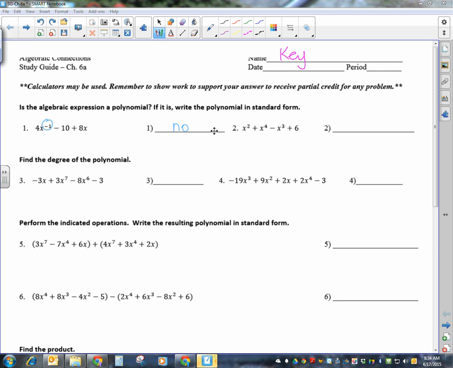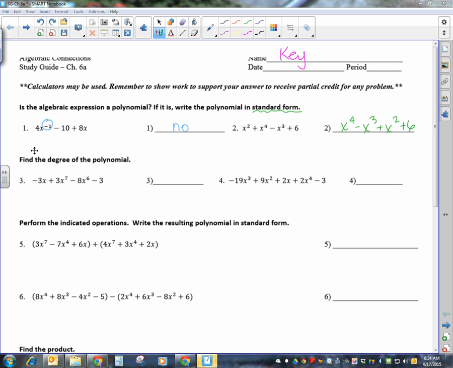Okay, the next one here, looking at the exponents of each of my variables, they are all whole numbers, so it is a polynomial. And to put it in standard form means that you have to start with the variable that has the highest exponent. So that means this is x to the fourth minus x to the third plus x squared plus 6.